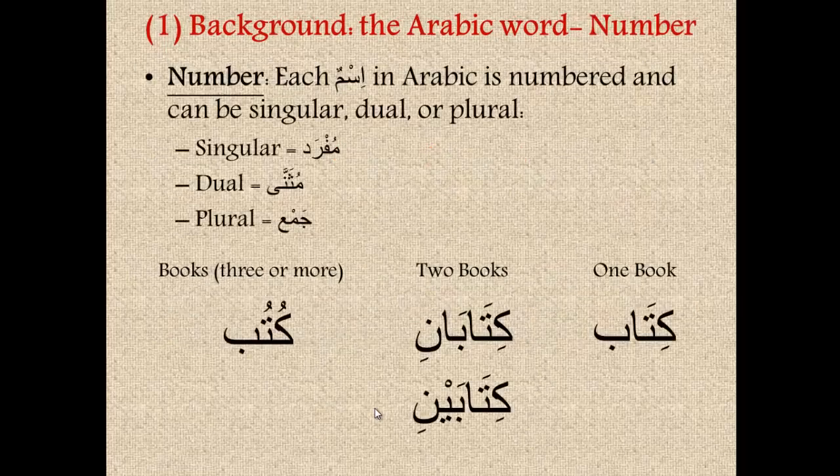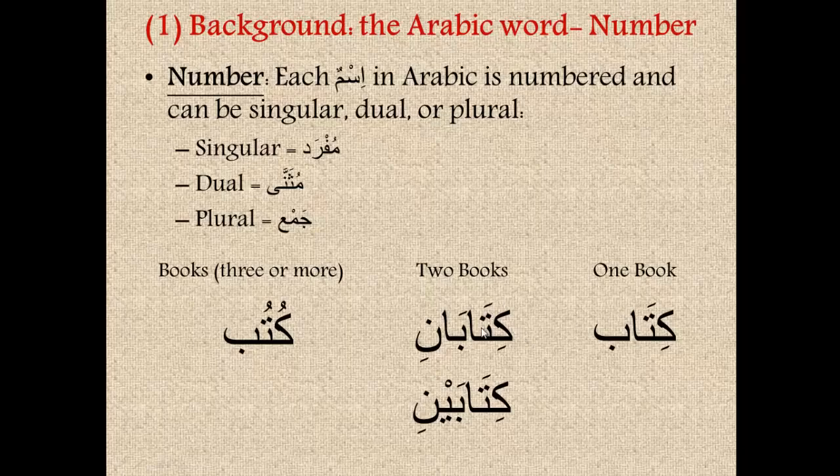Next, we're going to take a look at number. Each ism in Arabic is numbered and can be singular, dual, or plural. Singular or mufrad refers to one copy or one instance, one version of something. The dual is two of something, and the plural, of course, is three or more. So here we have the word kitab, which means book. Specifically, it means one book.